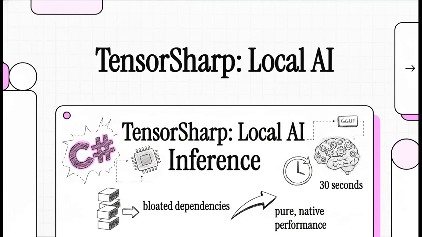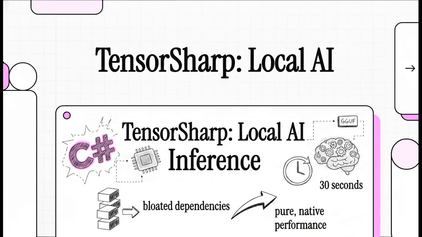Welcome to this explainer. Look, what if I told you that you could assemble a completely local C#-based AI inference engine and actually get a streaming reply from a large language model in just about 30 seconds? Seriously, 30 seconds. No complicated Python environments to wrestle with, no bloated dependencies, just pure native performance running right there on your own machine. Today, we're diving into TensorSharp.